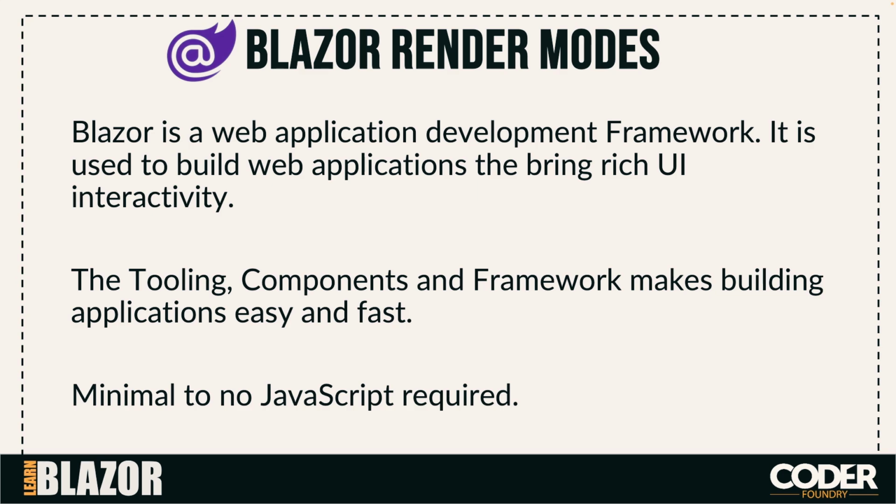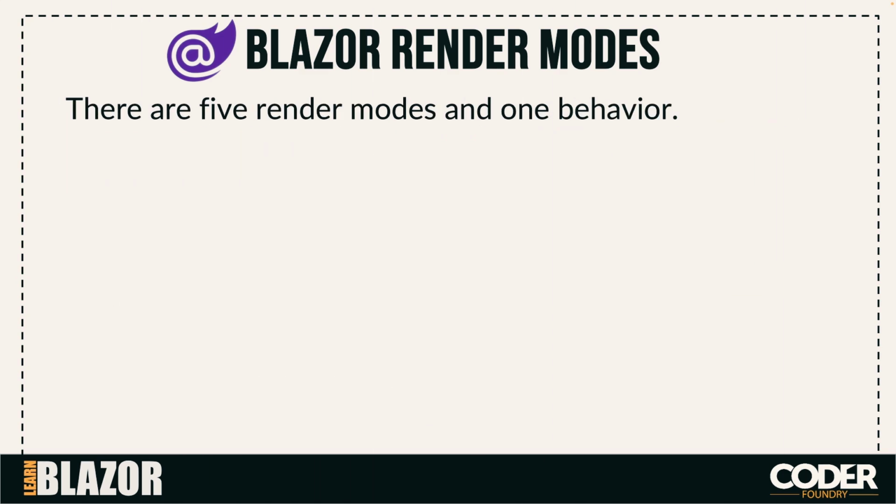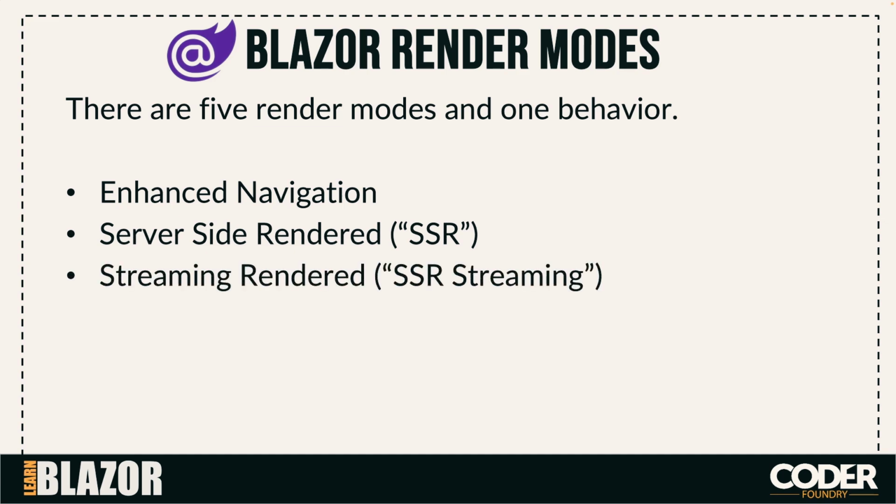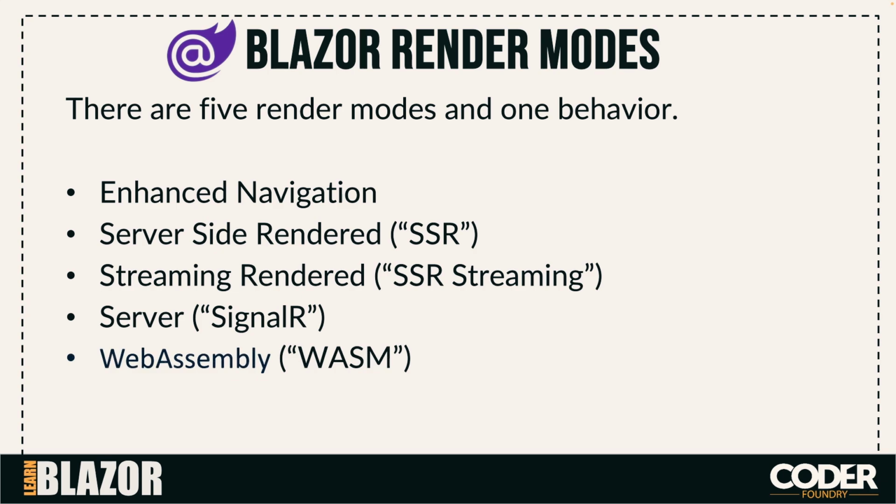So let's explore these render modes to show you how this works. With Blazor under .NET 8, we have basically 5 render modes and 1 behavior. We have a behavior called Enhanced Navigation, and then we have these 5 render modes. We have server-side rendered, or SSR. We have streaming rendered, or SSR streaming. We have server mode, with SignalR, and WebAssembly, what we call WASM, and finally we have the new auto mode in .NET 8.